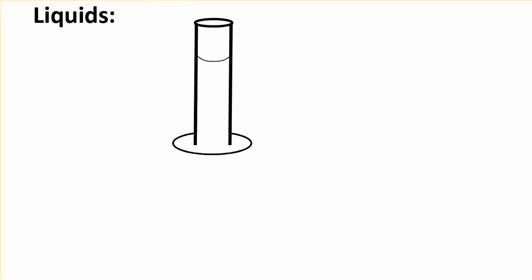So let's talk about how we're going to perform our experiment. Determining the density of a liquid is very easy because all you do is weigh a graduated cylinder empty, then add your liquid and read off the volume, and then you can reweigh it, subtract off the mass of the graduated cylinder, and you'll have the mass of the liquid.